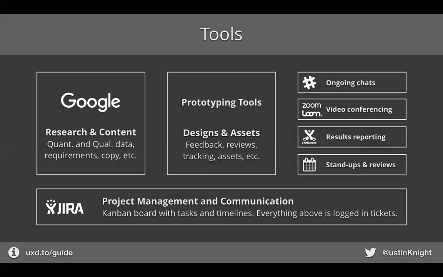So we've got a pretty intricate Kanban board that runs all of our projects with tasks and timelines, deliverables. And then we've got tasks and subtasks where we will basically log everything that we have in Google or in our prototyping tools, or important Loom videos that come up. All of the results from that will be logged in the Jira ticket, so you know that you can go to the Jira ticket and get a total overview of everything that's happening in the project at any time.